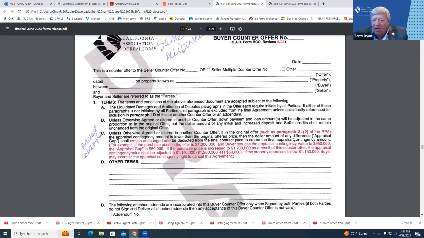Which didn't help a whole lot. I'm telling you, you're reading it, you're going, okay, right. Okay, so this is the example. If the purchase price is $1 million, and buyer reduces the appraisal contingency value to 950.